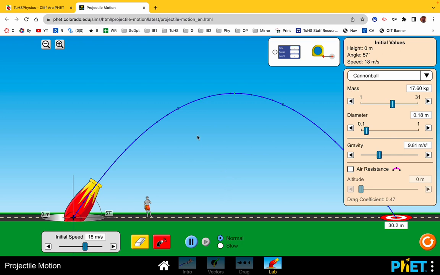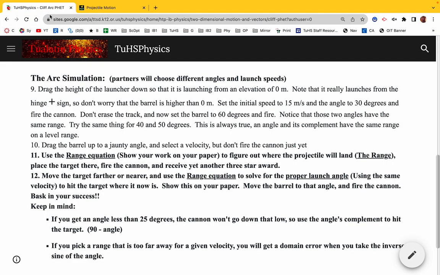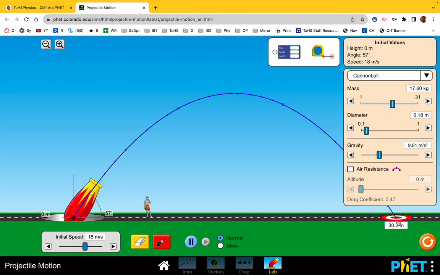And then the second thing I want you to do is I want you to do the opposite of that. I want you to solve for an angle, okay? So move the target farther or nearer, use the range equation, solve for the proper launch angle, okay? So let's move the target. How about 21.8 meters, right? I'm going to change my launch speed. How about 13? Okay. We'll try 13.